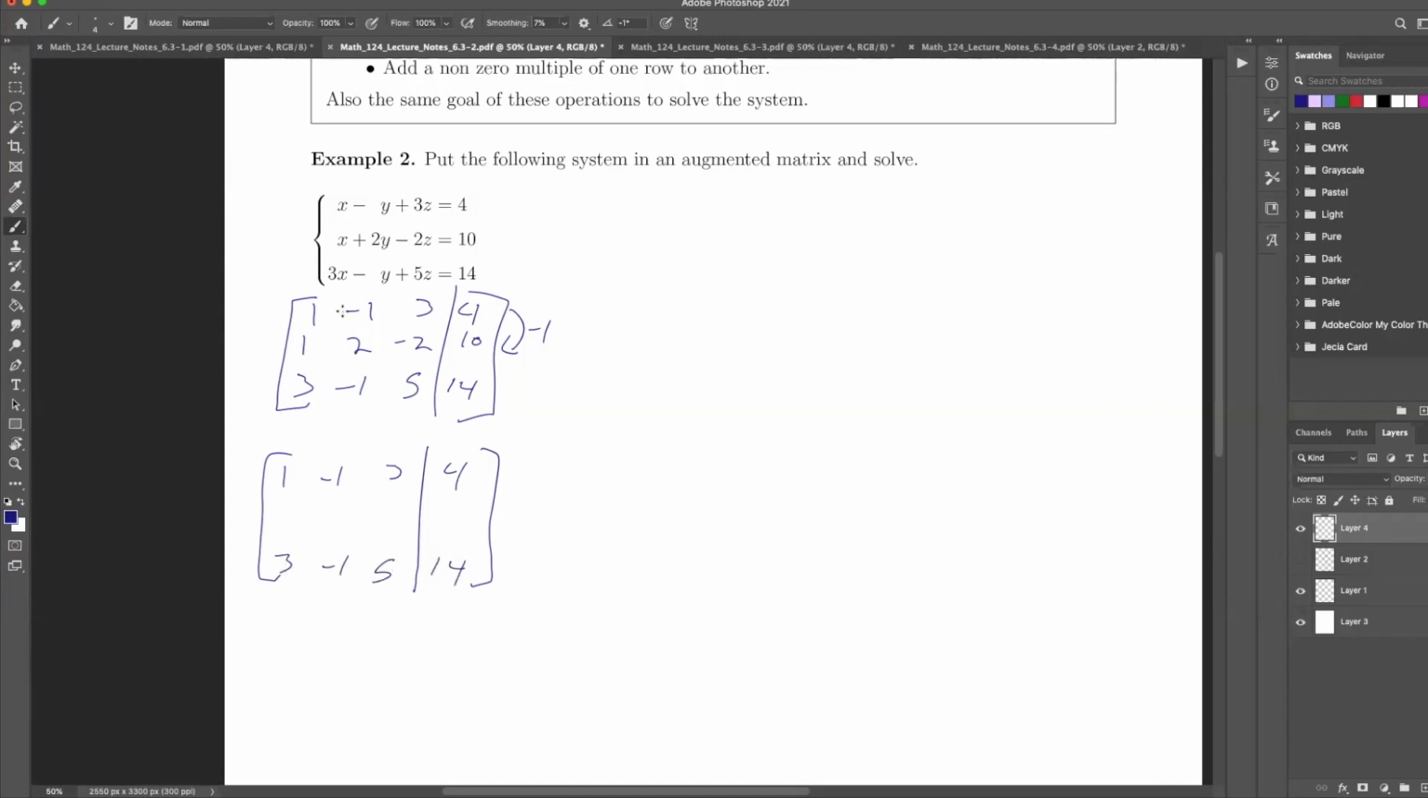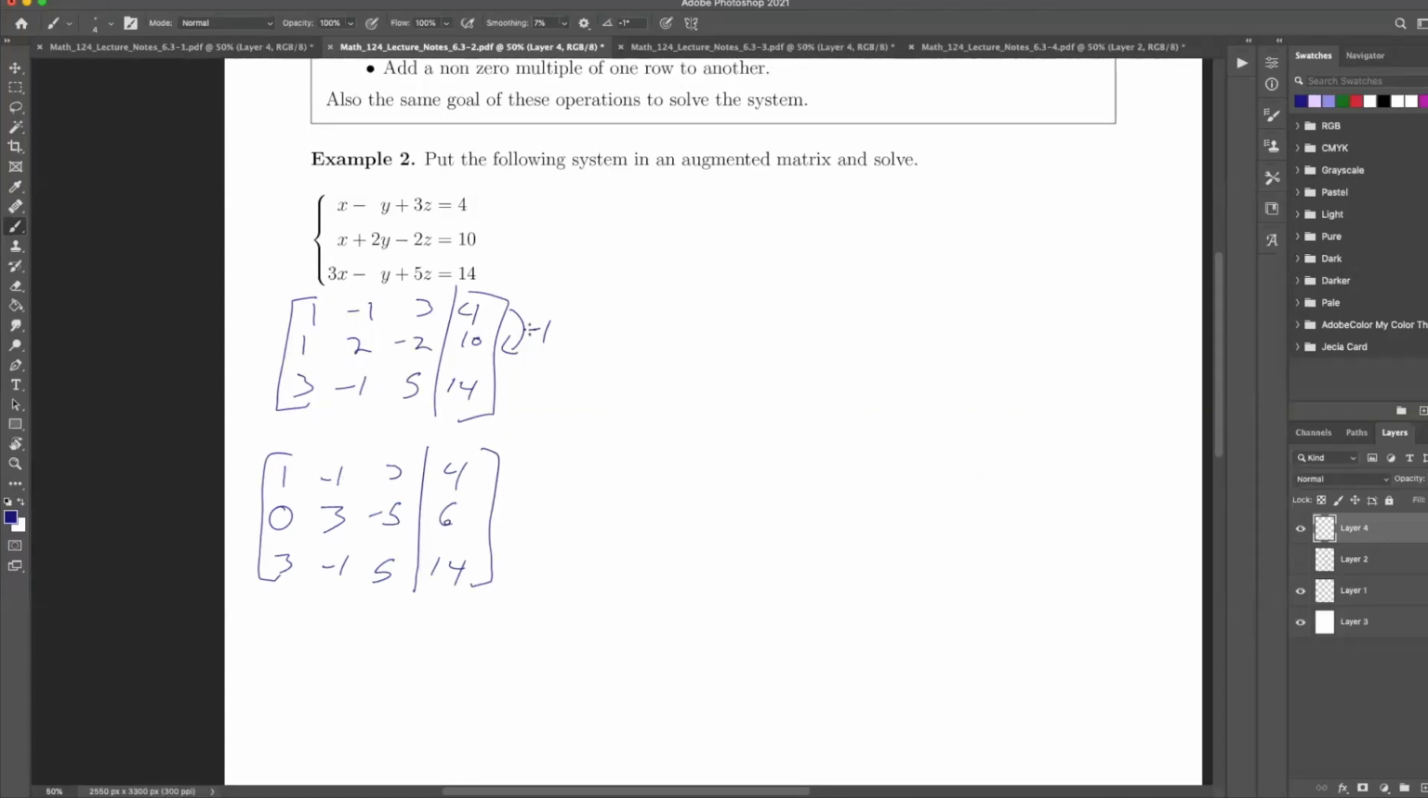And then for this one, we're going to take -1 times 1. I get -1. Add it to 1, I get 0. We're going to take -1 times -1, because +1. Add it to 2, I'll get 3. We're going to take -1 times -3, or -1 times 3 gives us -3. -3 added to -2 is -5. And then here we'll take -1 times 4, add it to 10, which gives us 6.